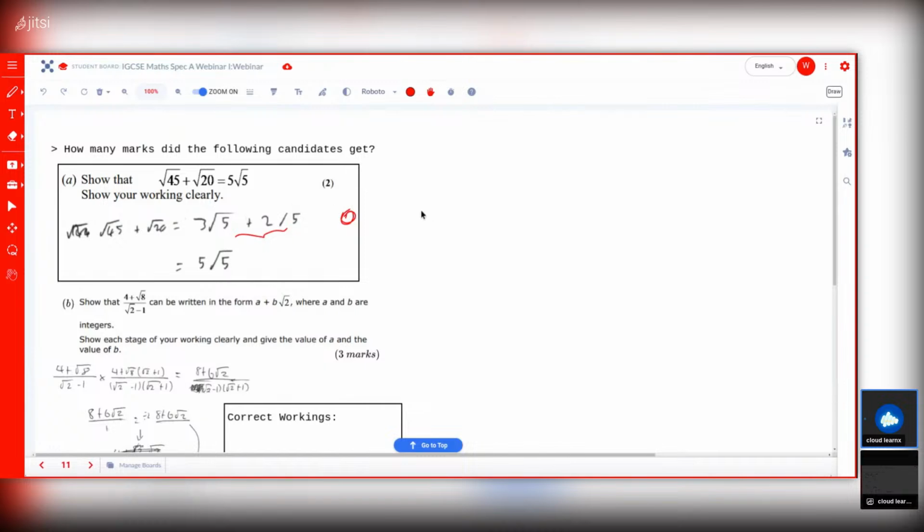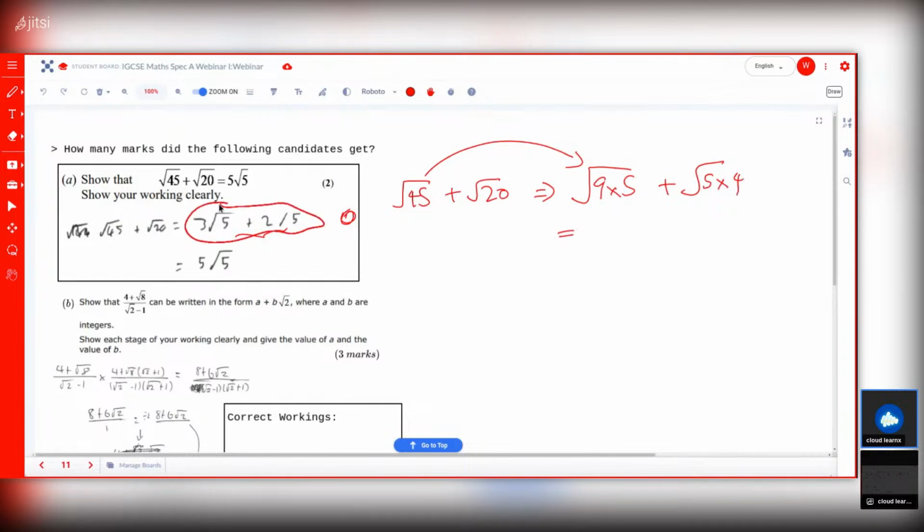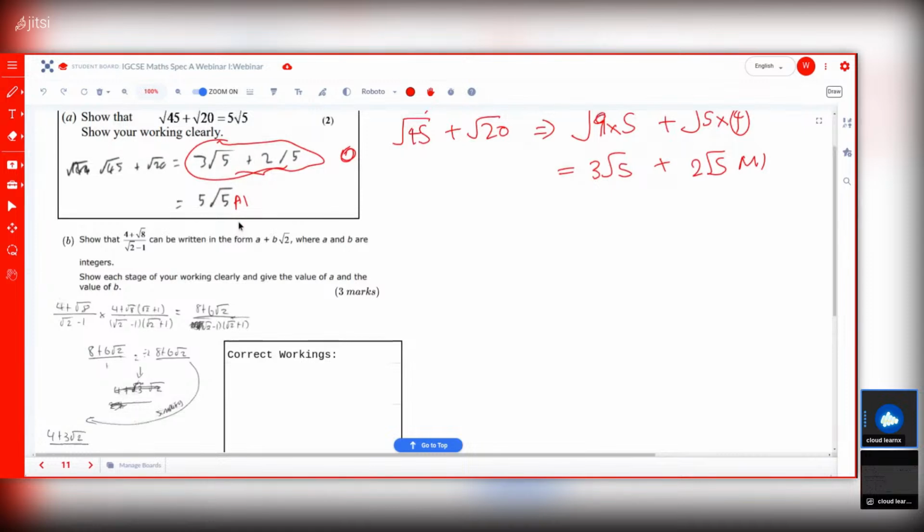So what's the step that was missing? Well, pretty simple. You just had to simplify, showing how 45 is 9 times 5, 20 is 5 times 4. And then, of course, this step over here. Bring out the square numbers. 2 root 5. That's it, right? So that would have earned you your method marks and then your answer mark, right? So this student got 0. Part B.